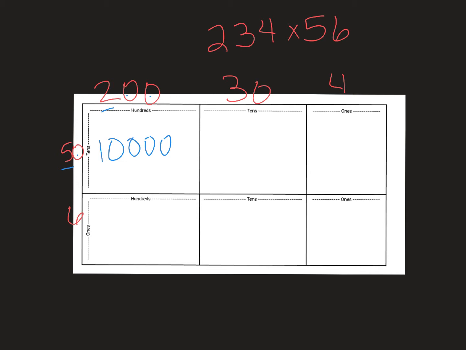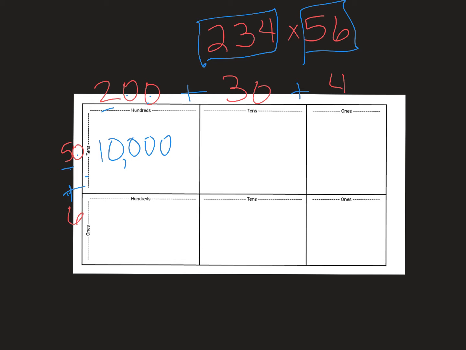And then what I first did, I forgot, I didn't tell you this. I took 234 and I put it in expanded form. I took the 56 and I put it over here in expanded form. Now I'm multiplying each one of the partial products. So the 200 times the 50 goes in this box, and I just showed you how I got 10,000.